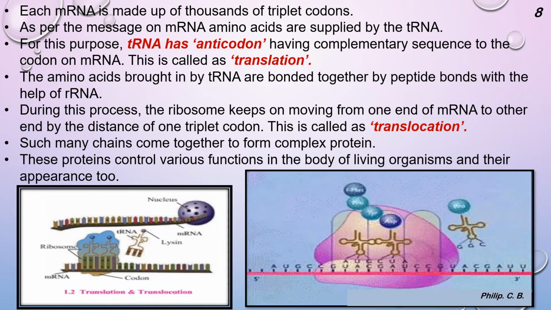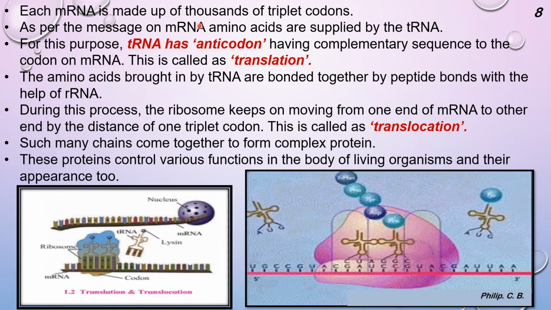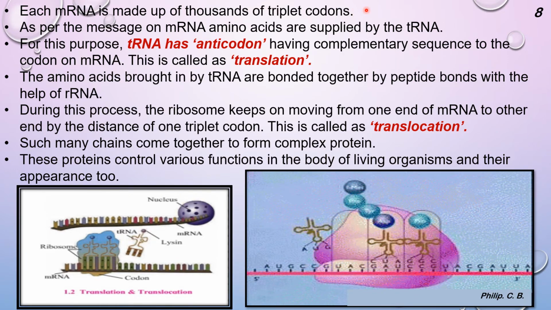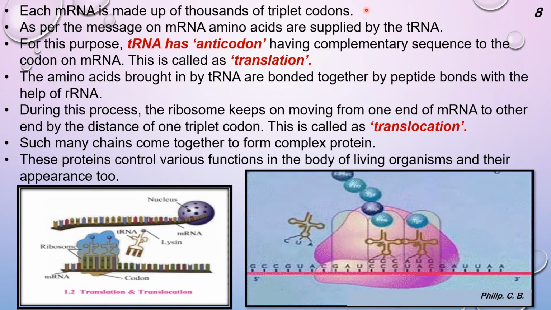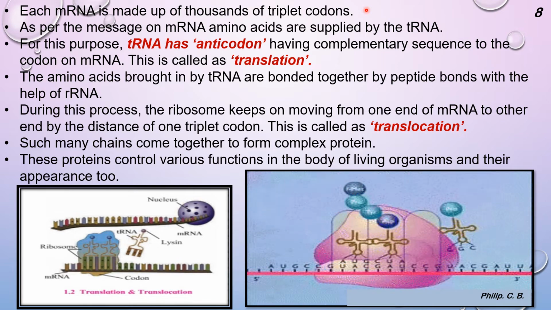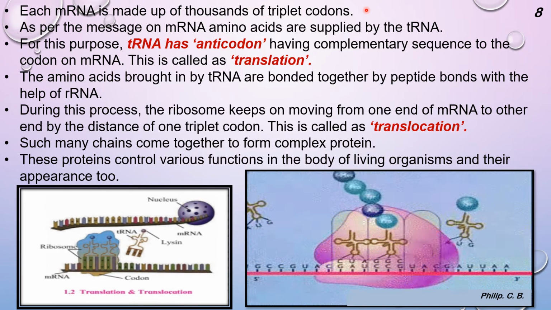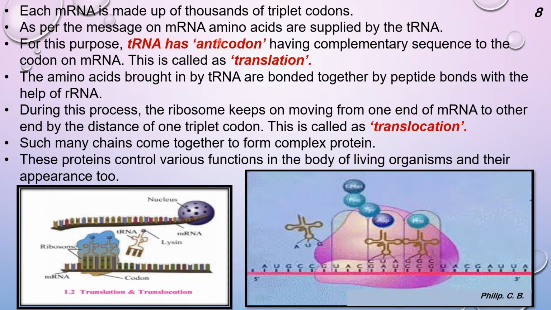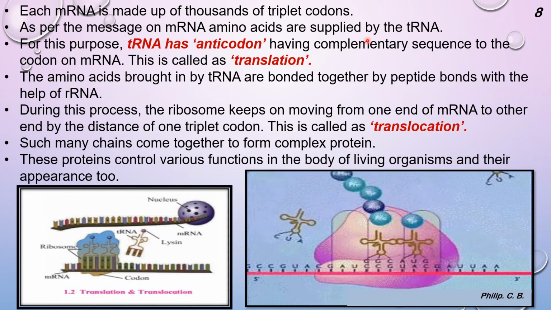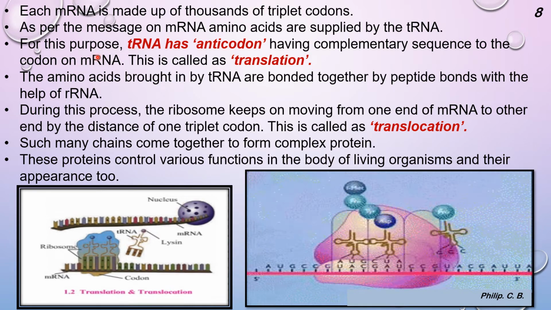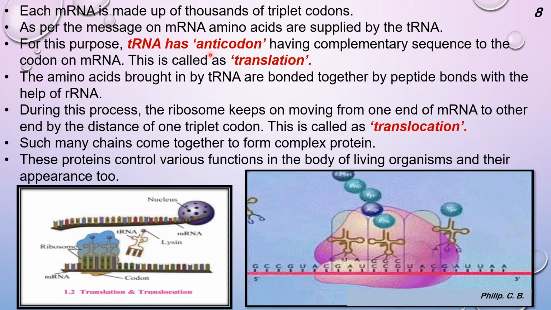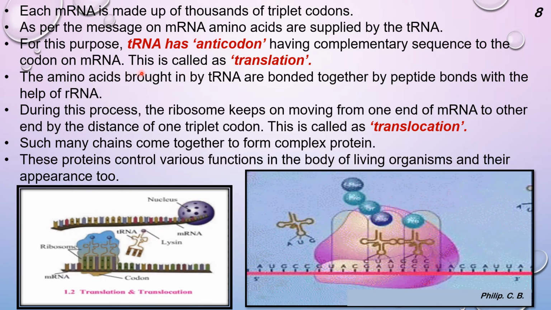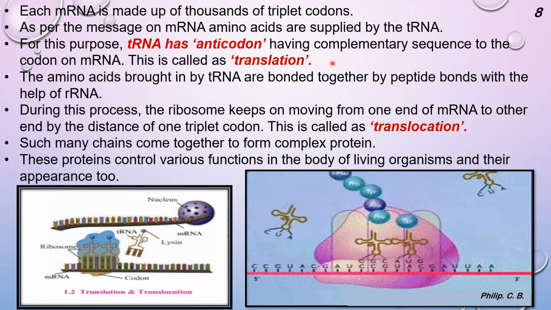Now, moving further, each mRNA is made up of thousands of triplet codes. If you saw in the image, just three of them, but it keeps on continuously forming the triplet codons. So there are thousands of triplet codons. As per the message on mRNA, amino acids are supplied by the tRNA. For this purpose, tRNA has an anticodon having a complementary sequence to the codon on mRNA. This is called translation.